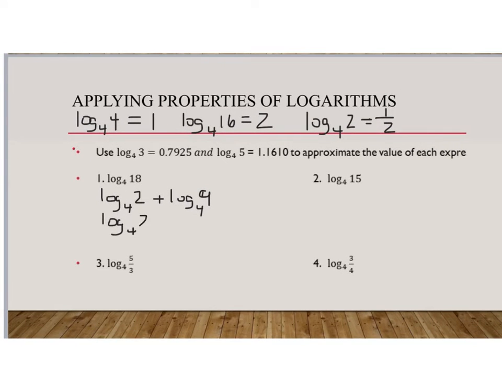I could then write this as log base 4 of 3 squared, and then that 2 can be moved out in front. So then I would have the log base 4 of 2, which is 1/2, or 0.5, plus 2 times the log base 4 of 3, which is 0.7925.